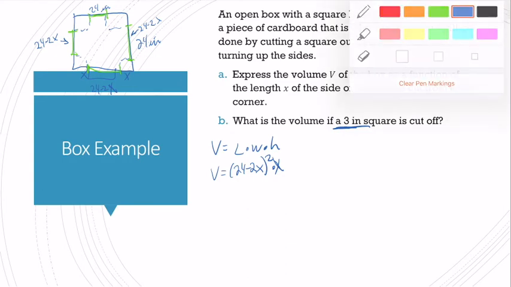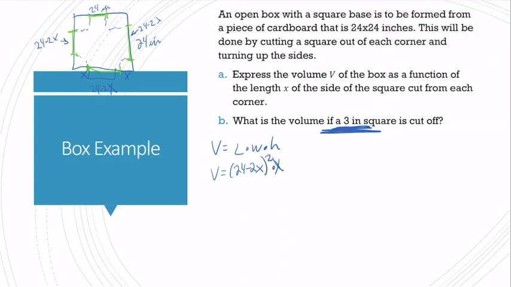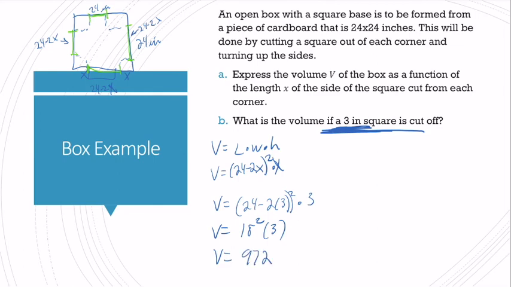So next I want to know what the volume would be if a 3-inch square is cut off. So volume equals 24 minus 2 times 3, squared, times 3. My volume equals 24 minus 6, which is 18 squared, times 3. So my volume would equal 972. We're in inches, so it'd be inches cubed. And therein lies Chapter 3.